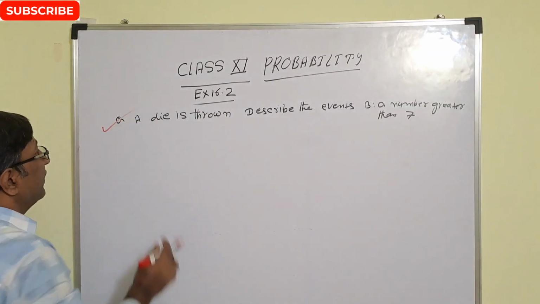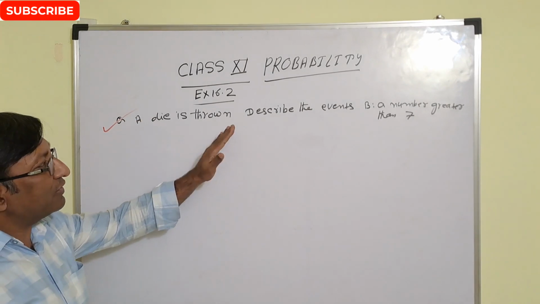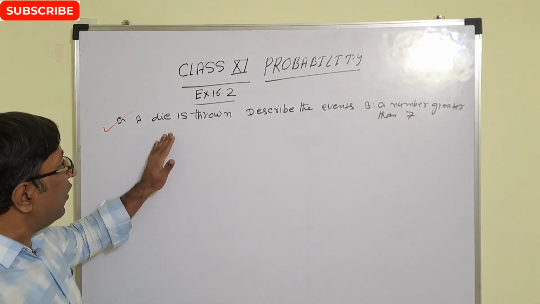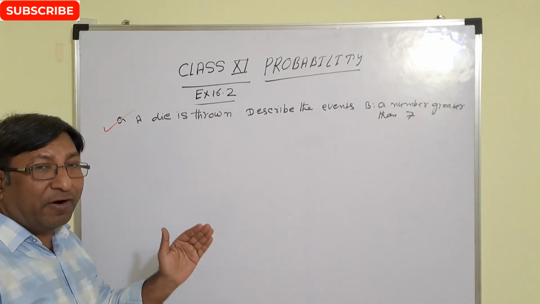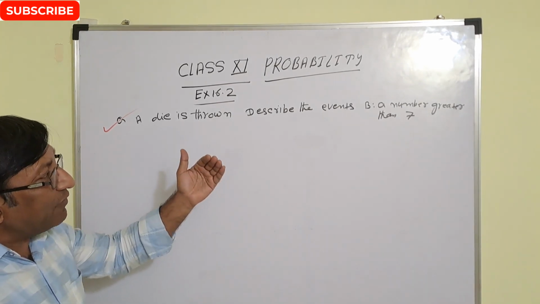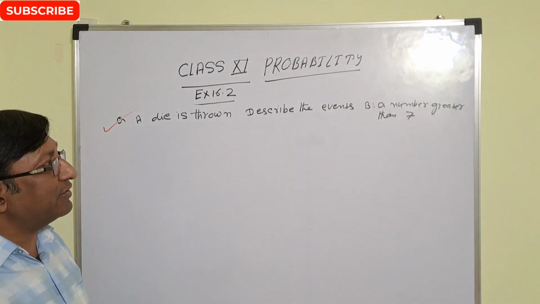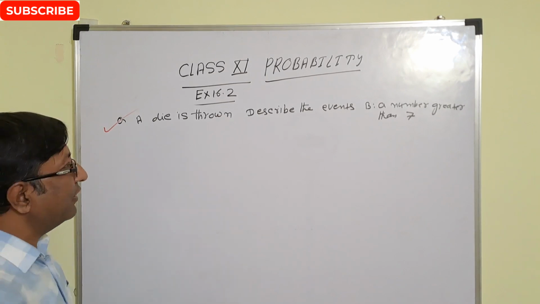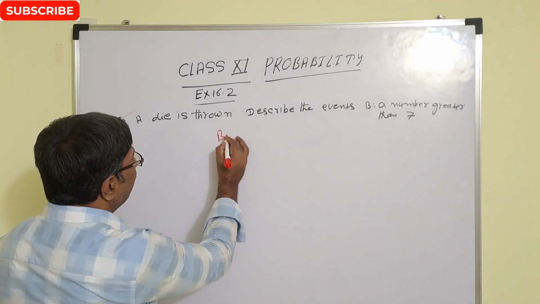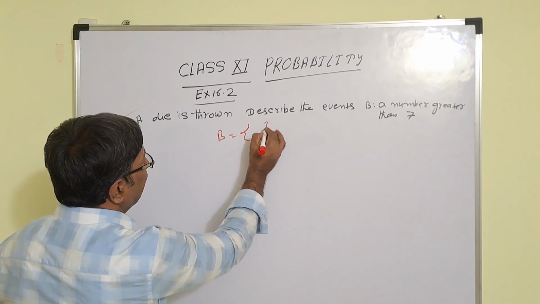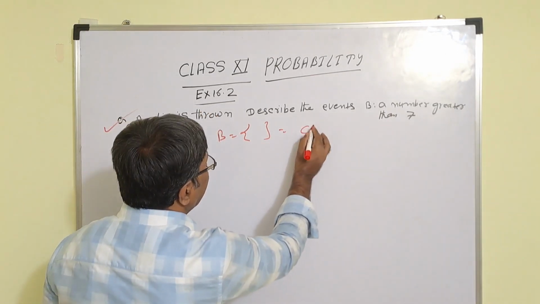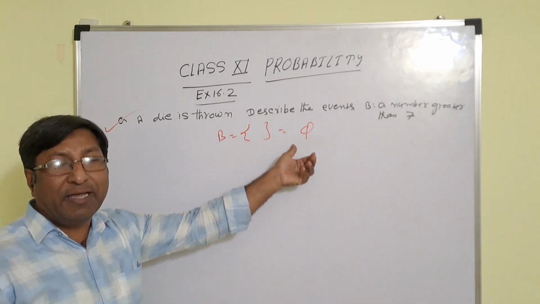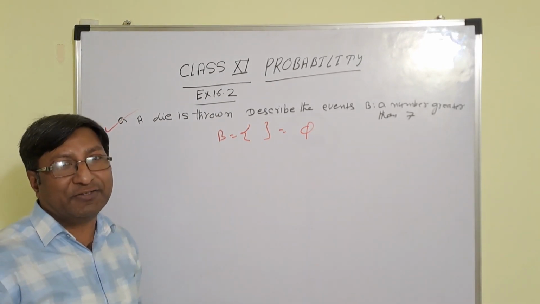Let us see the question. A die is thrown. Describe the event B: a number greater than 7. So we know on a die there are numbers 1 to 6. So on the die there is no number greater than 7. So B equals the empty set, or you can write it as phi. So B equals the empty set, which is denoted by phi also. This is the right answer.